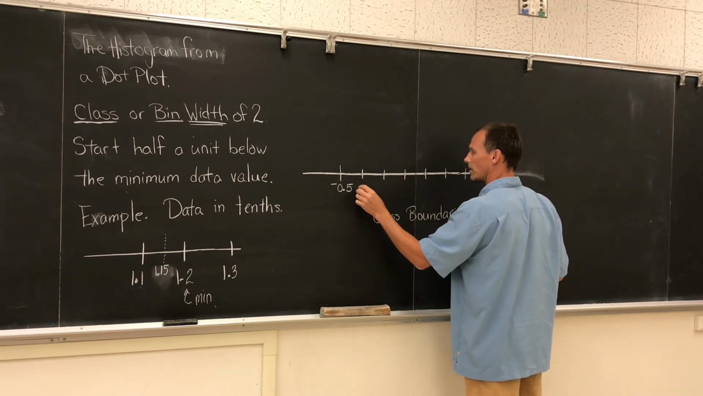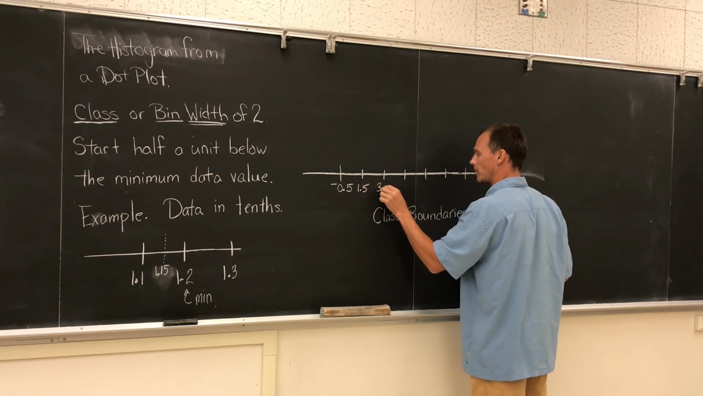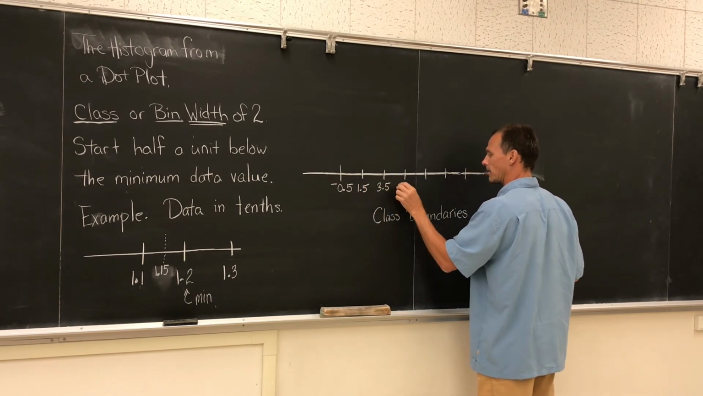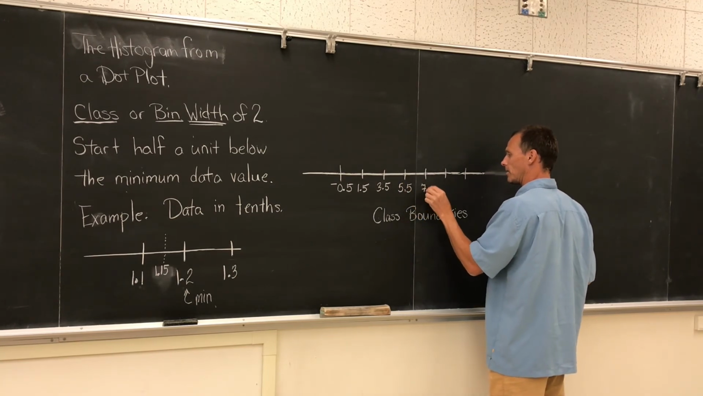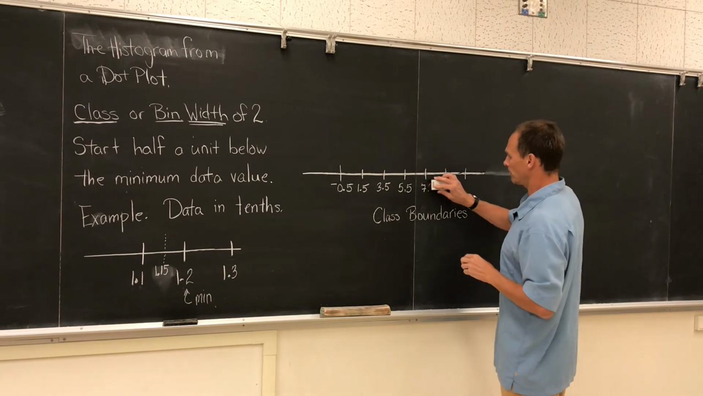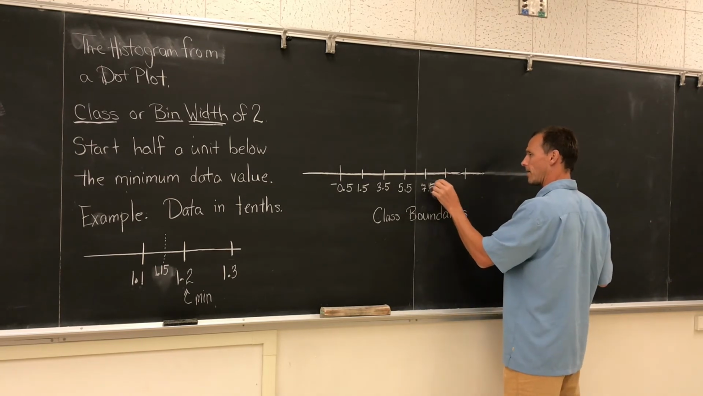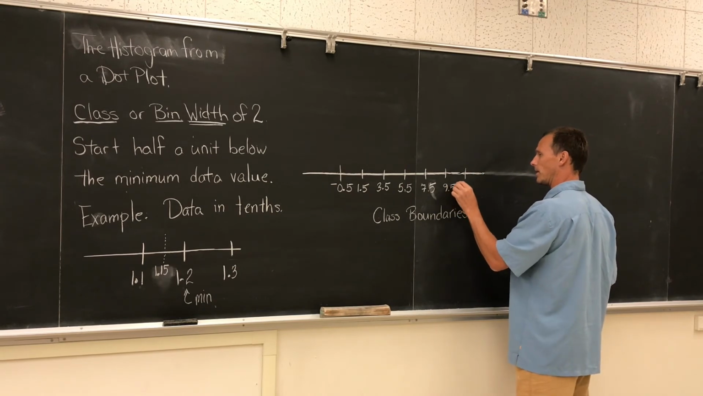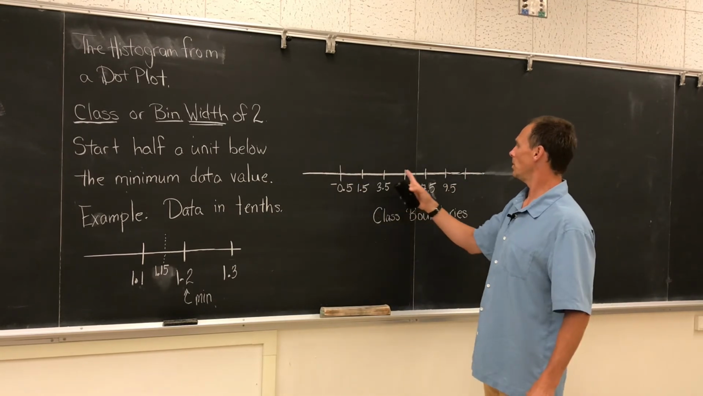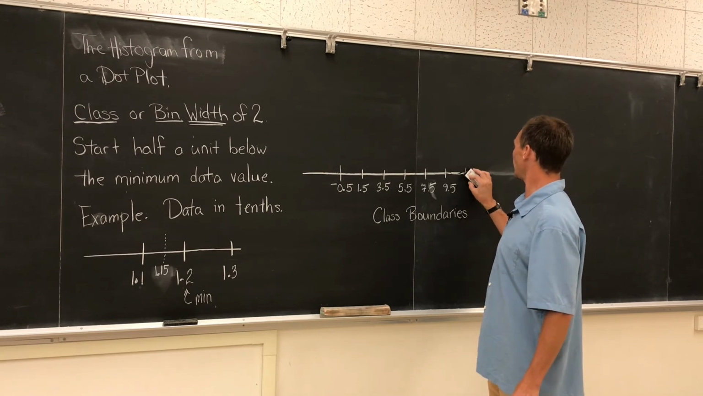So I have 1.5, 3.5, 5.5, 7.5, and 9.5. Did I get all those? 1, 2, 3, 4, 5, 6. Don't even need that one.